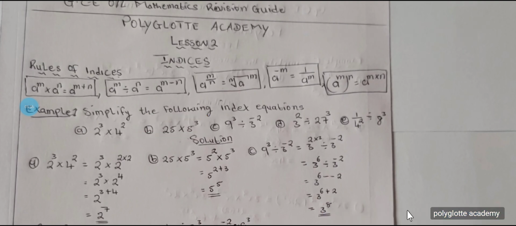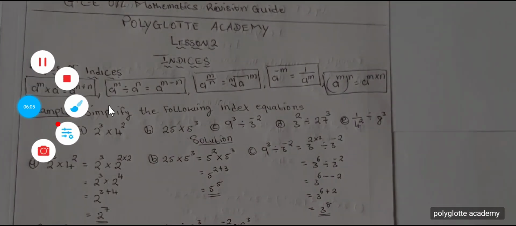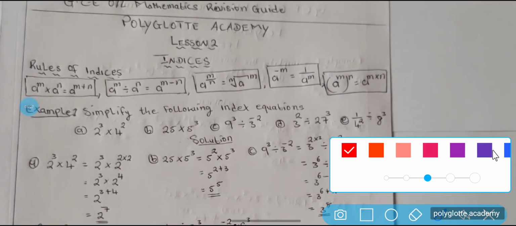So let's move on to the next one, C. Now the C here has division, and we are going to see the next rule, the rule of division.